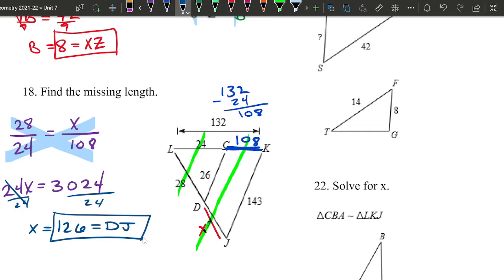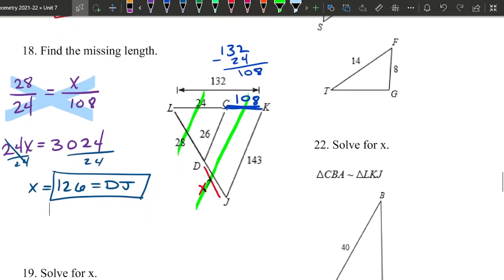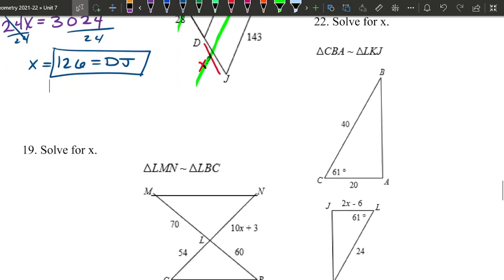And always make sure it makes sense. So if I have in the little triangle side length 28, 24, and then the supplementary piece is 108 and x, if this is 126, yeah, that makes sense. 28 is just a little bit bigger than 24, and 126 is not much bigger than 108, so it makes sense. But it's always a good idea to check to make sure that it makes sense.